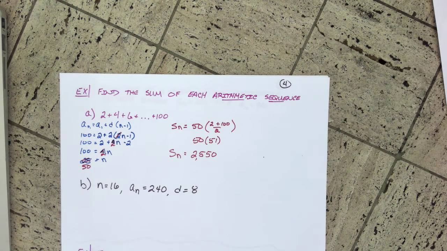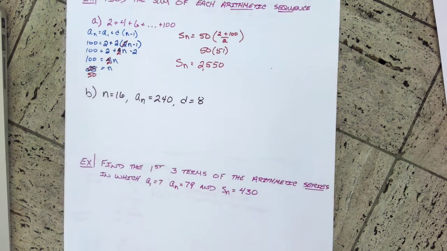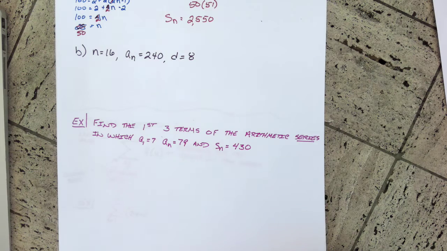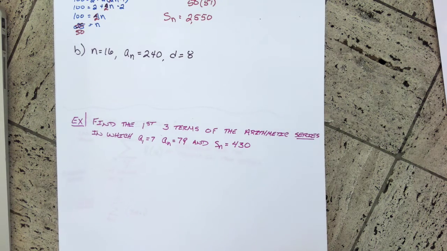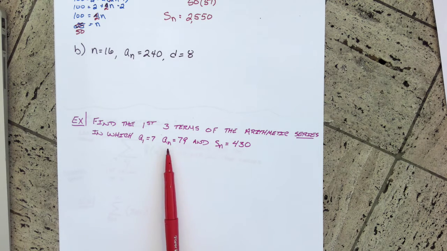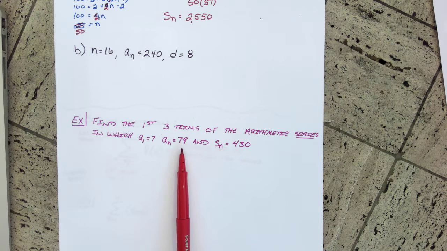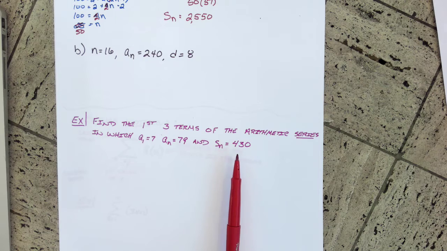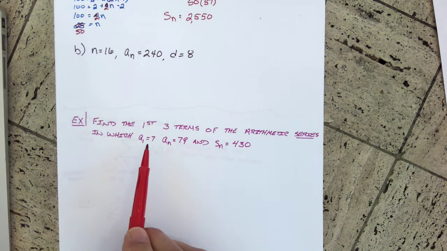All right, let's try another example. In this next example, we're going to find the first three terms in an arithmetic series in which a sub 1 is 7, a sub n is 79, and S sub n is 430. All right, so look what we're dealing with. We're trying to find things. So in order to complete our sequence, we got to figure out what d is.